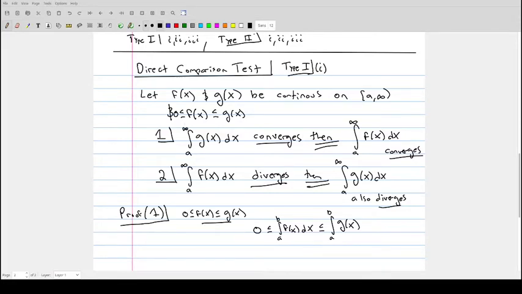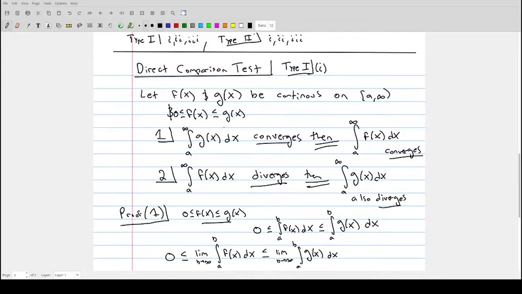So then if you have that the improper integral, or the limit of this as b goes to infinity, converges, then you have that 0 is less than or equal to the limit as b goes to infinity of the integral from a to b of f of x, and this has to be trapped between that and the limit as b goes to infinity of the integral from a to b of g of x dx.